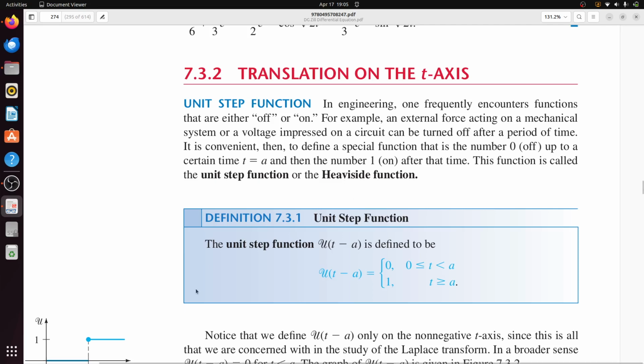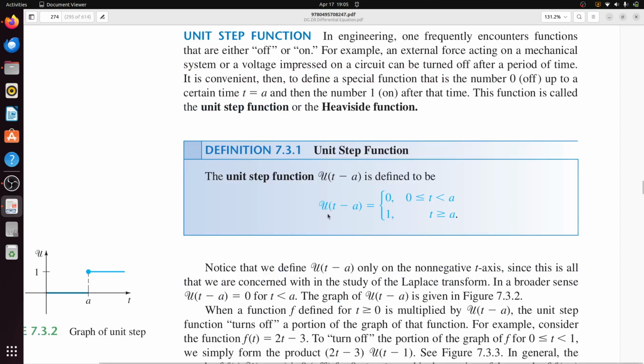The unit step function u(t minus a) is defined as 0 and 1. That means if t is less than or equal to a, then the unit step function is 0. Otherwise if t is greater than or equal to a, then the unit step function is 1. So we will try to determine the inverse Laplace transformation of t minus a.